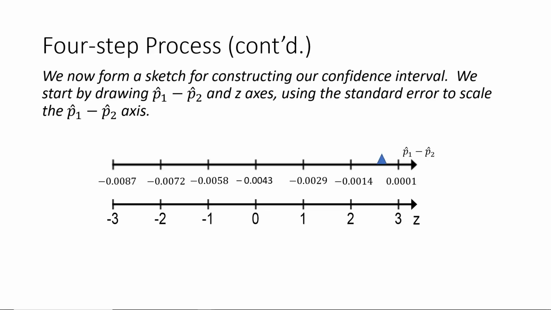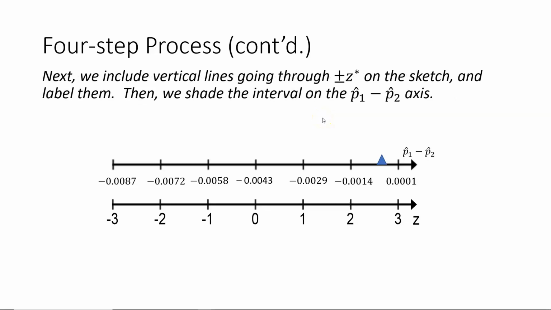Next, I place a blue triangle. Now, this is only for illustration purposes. Typically, you don't need to note this on your sketch, but I'm drawing a blue triangle at the value on the variable axis where the difference of the sample proportions is 0. And we're going to see why I did that when we get to the end of the video.